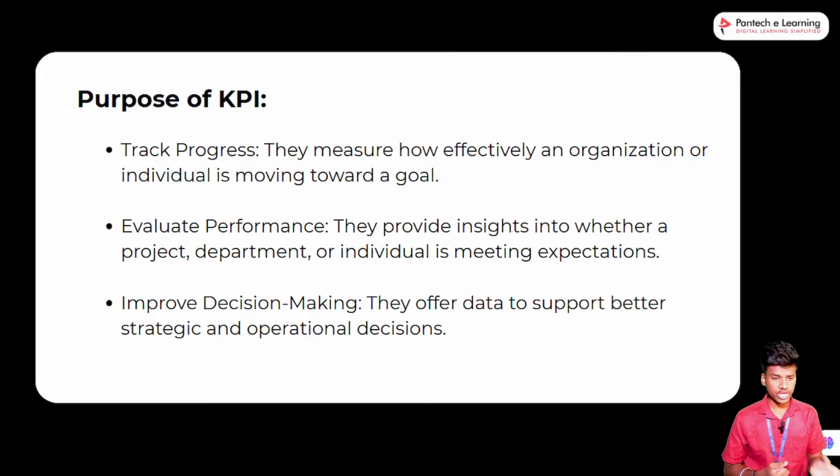Next one, improve decision making. They offer data to support better strategic and operational decisions. Improve decision making means we can make a decision. First we can select the proper thing. For example, we are going on a trip with our friends or family. We decide that we are going on a trip. First we can fix the proper destination.